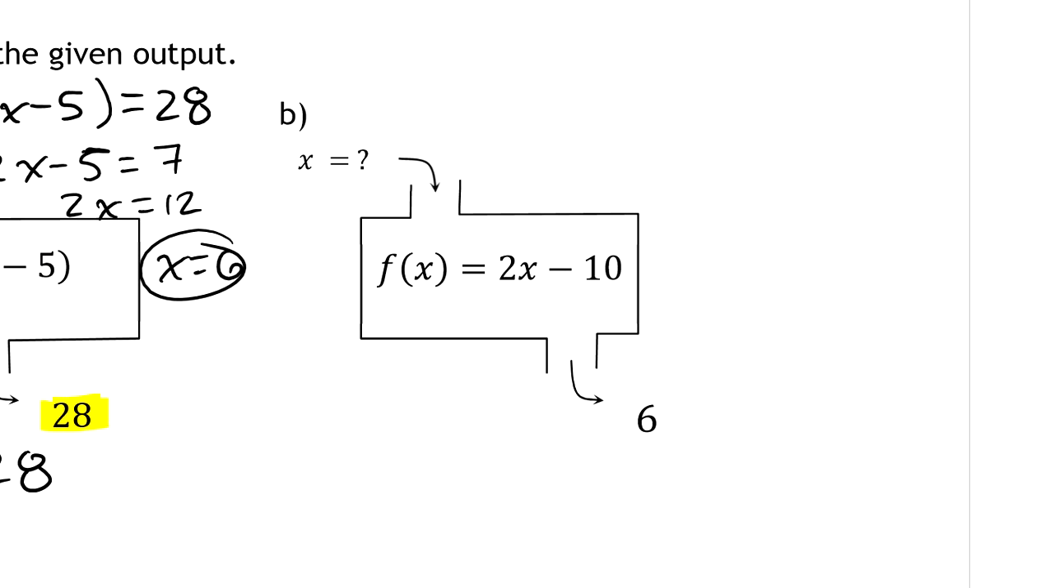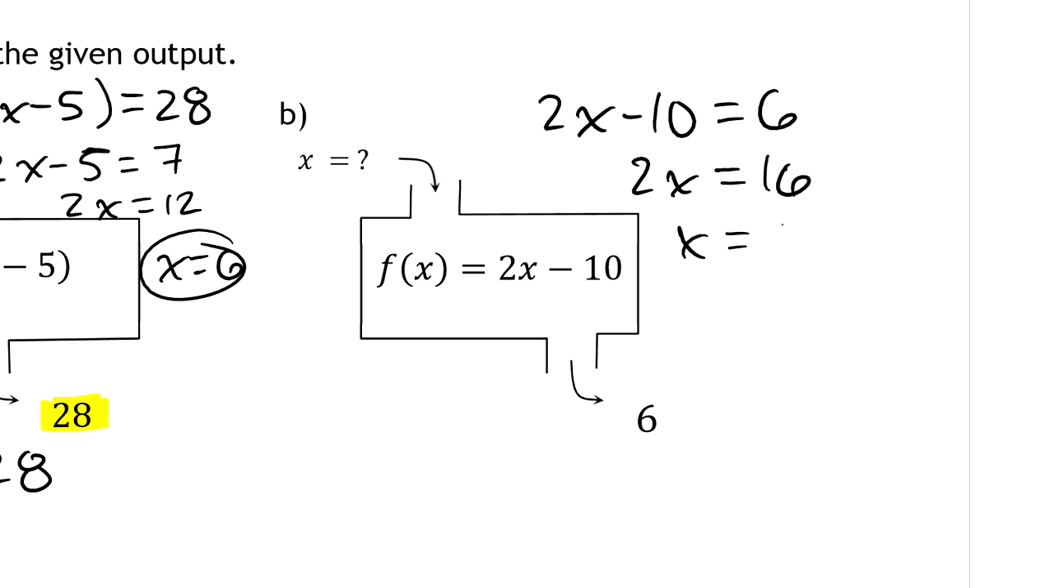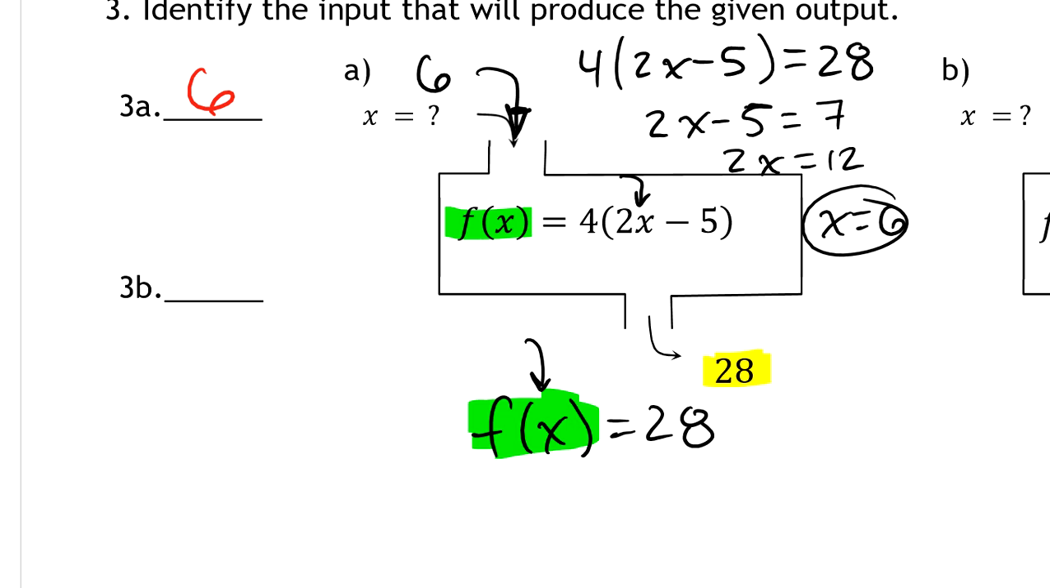So we'll use the exact same technique for the second question here. I'm going to go ahead and just set my function 2x minus 10 equal to the output, equal to 6, and then solve to figure out what the input has to be. Again, adding 10 to both sides, I get 2x is 16, and dividing both sides by 2, x has to be the number 8. So evidently when I feed 8 into this function, it produces an output of 6, and you can verify it. 2 times 8 is 16, and 16 minus 10 is indeed 6. So the answer for 3b is 8.